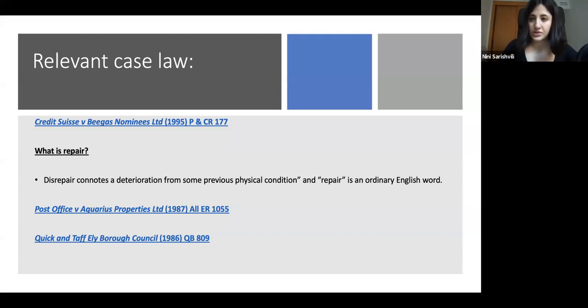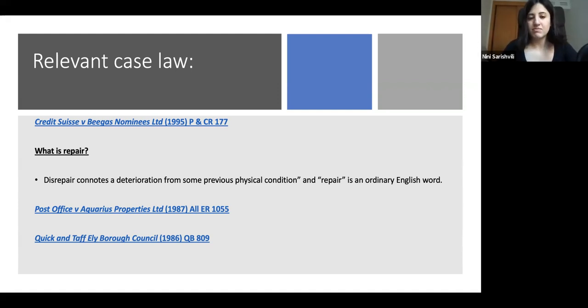Relevant case law to understand what is a repair is Credit Suisse, Post Office, Quick and Tough. You can just click on these links after the session and you will be able to read the case summaries when you receive the slides. So repair itself, the word repair, the court stated that disrepair connotes deterioration from some previous physical condition, and repair is an ordinary English word, so it has to be given its ordinary English meaning.